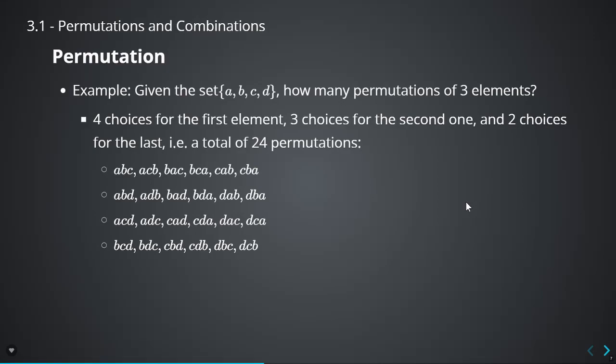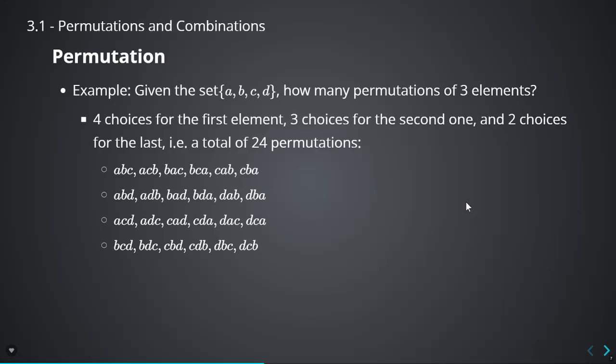Let's do some examples of that one. If you have a set ABCD with 4 elements, how many permutations of 3 elements are there? Well, you have 4 choices for the first element, 3 choices for the second element, and only 2 choices for the last element. You don't have the 4th element, so you don't need to multiply by 1, but it doesn't make a difference anyway. That means you have 4 times 3 times 2, which is 24 permutations, and I listed all of them down there.